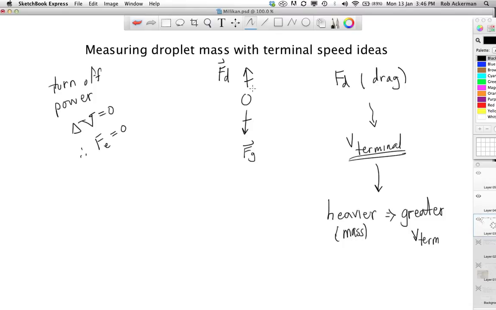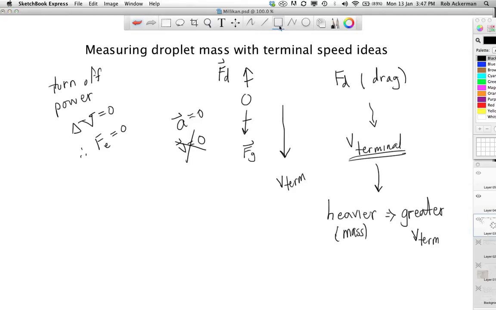When he turns off the power supply, and the electric field becomes zero, and the electric force becomes zero, the droplet begins falling. I know the forces are balanced here, but that just means that acceleration equals zero. It doesn't necessarily mean that v is equal to zero. Remember, acceleration can be zero, forces can be balanced. You can be moving downward at a constant speed. So what does he do?